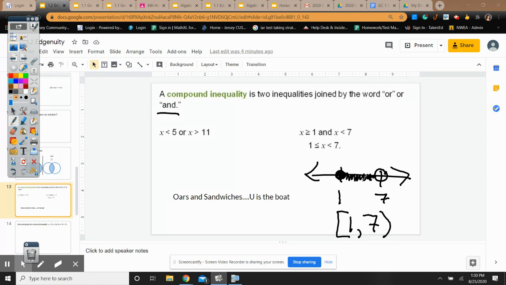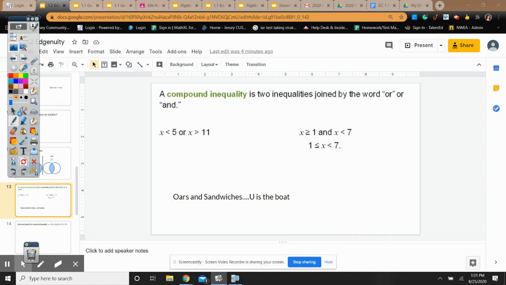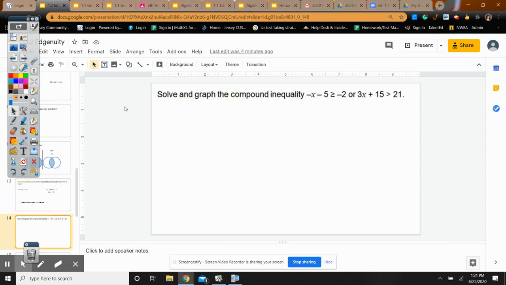That's set notation. We're going to start learning about that a little bit. But this is an and, and this is kind of stupid, but I said it kind of looks like the profile of a sandwich, and has and in it. That's a stretch, I know, but that's how you can remember what that graph looks like. Okay, so ors have the boats and ands are like the sandwich.